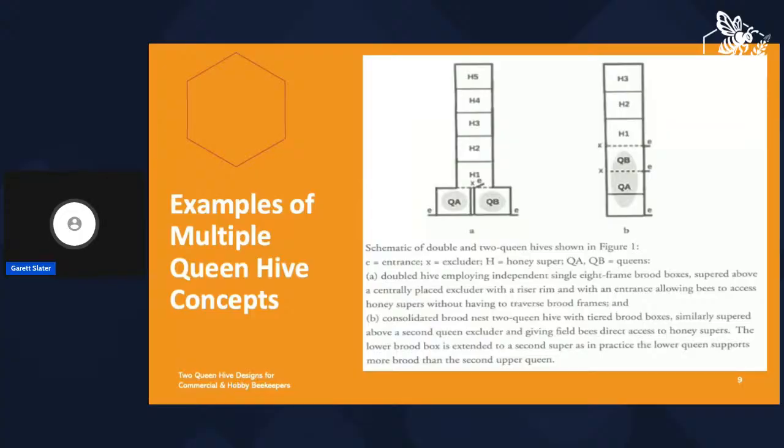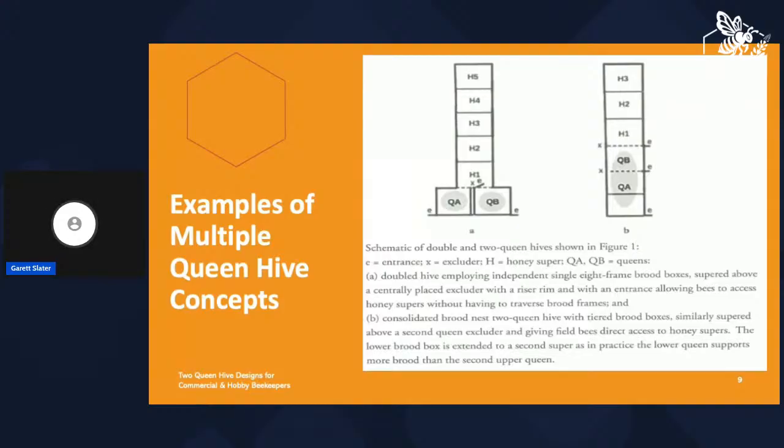So in terms of the concept of 2 queen hives, there are 2 basic approaches. One being a horizontal method, represented by the graphic on the left, and the other being the purely vertical approach. The horizontal gets its name because you've got the 2 queen boxes, QA and QB, at that bottom tier, placed horizontally. And what they're doing here is adding a queen excluder that covers half of each of those boxes. Then the honey supers are stacked on top.